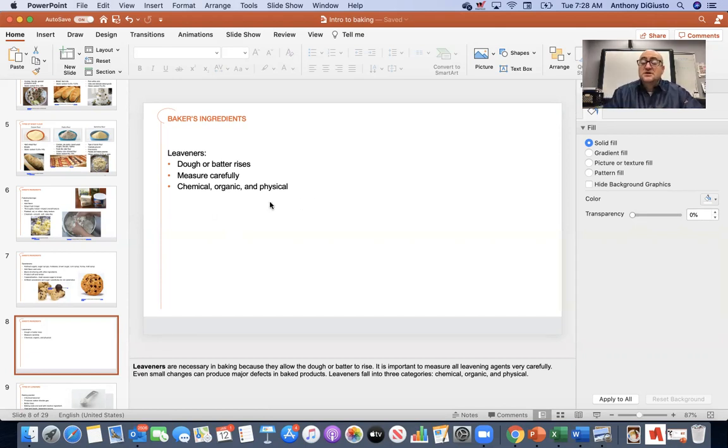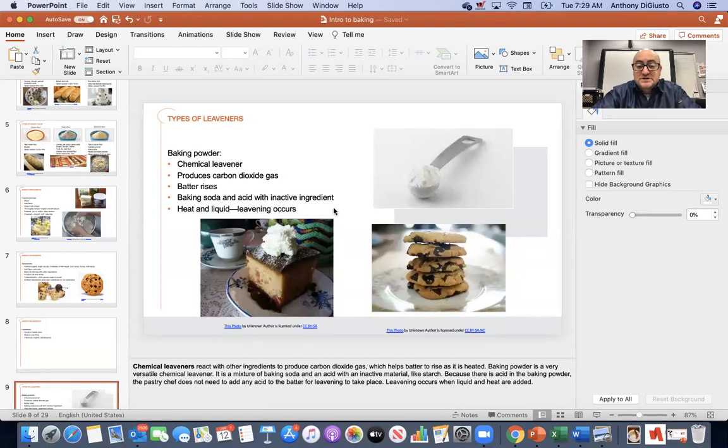Okay, physical is using steam or air, like whipping, and we're going to talk about this more. Steam would be putting butter into your croissants, which you're going to see a video on, and the steam of that forces the product to rise up. Another one is just manually whipping it in there. So if you were to take egg whites, and you're going to see that, and whip them until they form a matter.